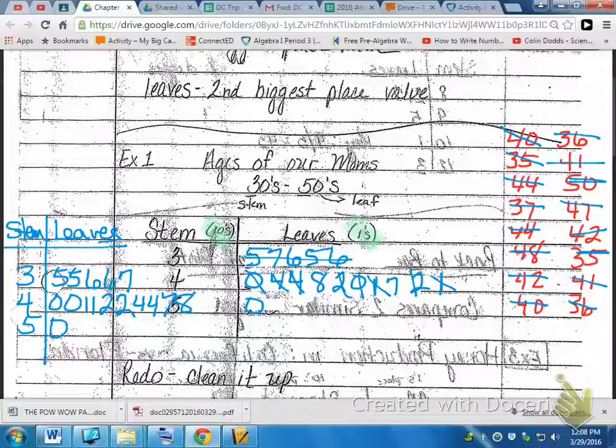So you go back and put them in order. If you do not put them in order, it's not right. Because what you want is you want your numbers listed so that they're in order from least to greatest. It's easy to read that way.